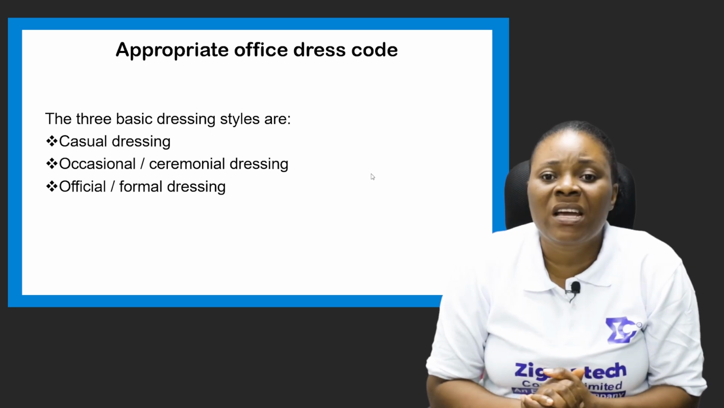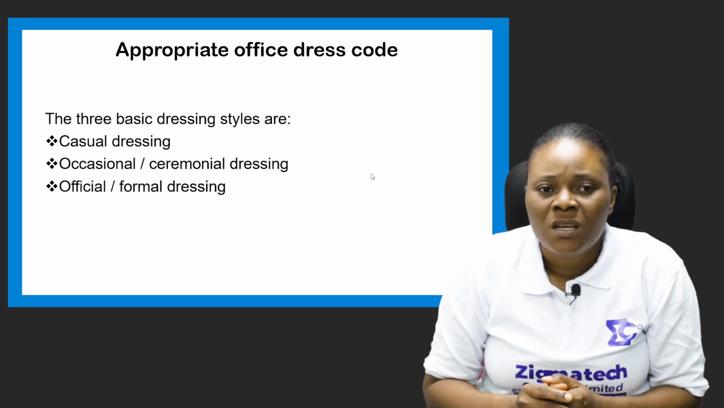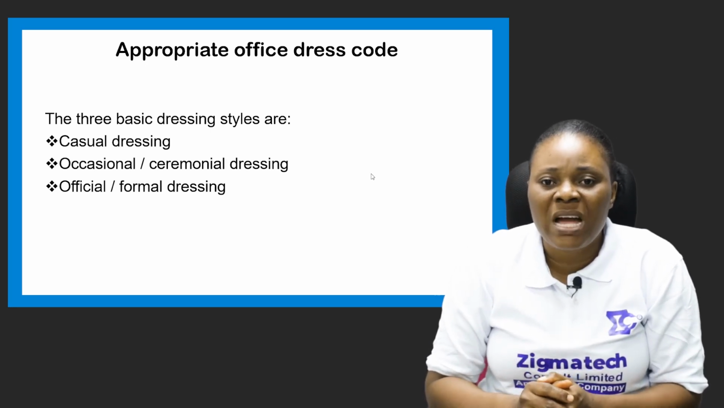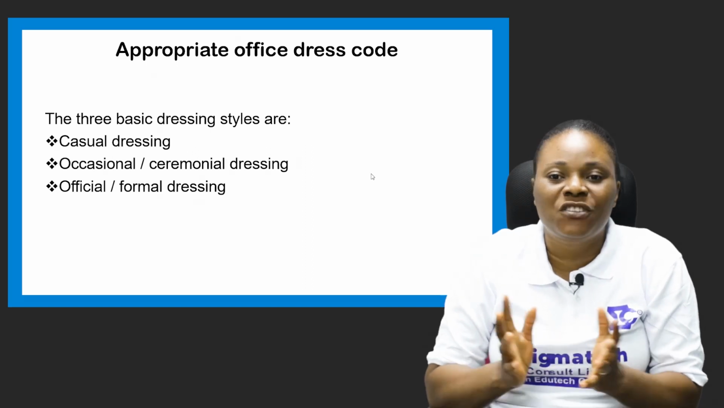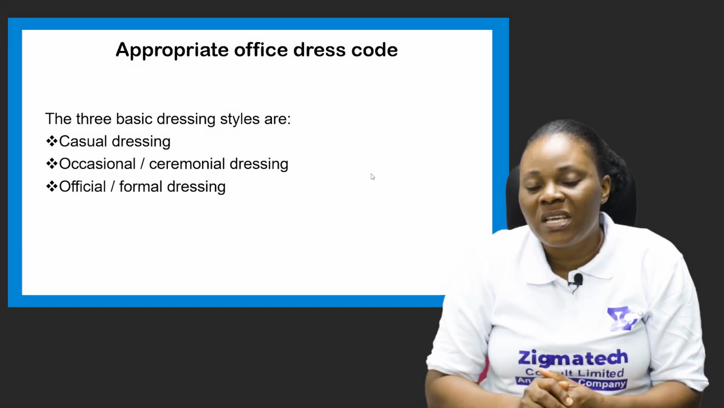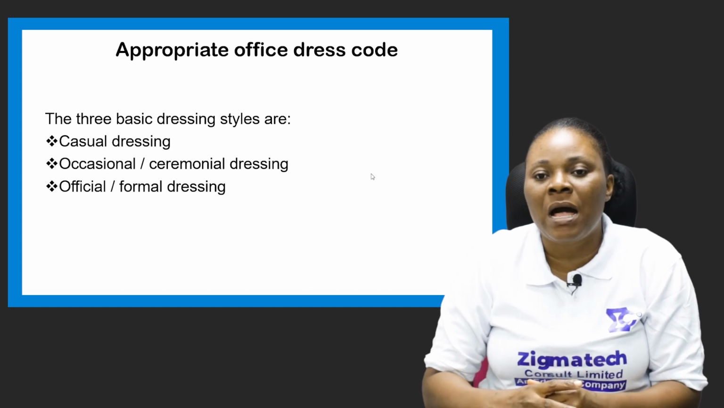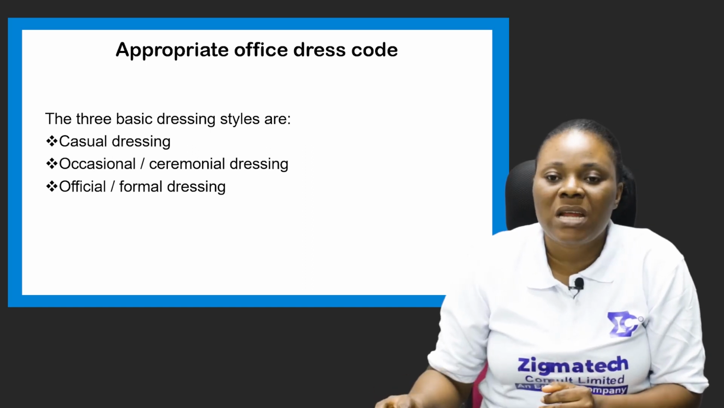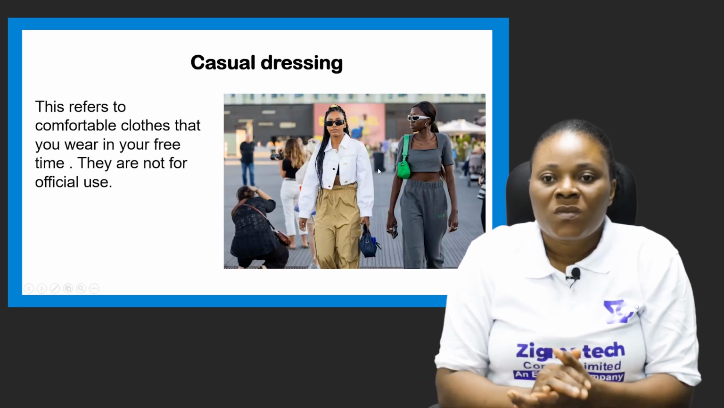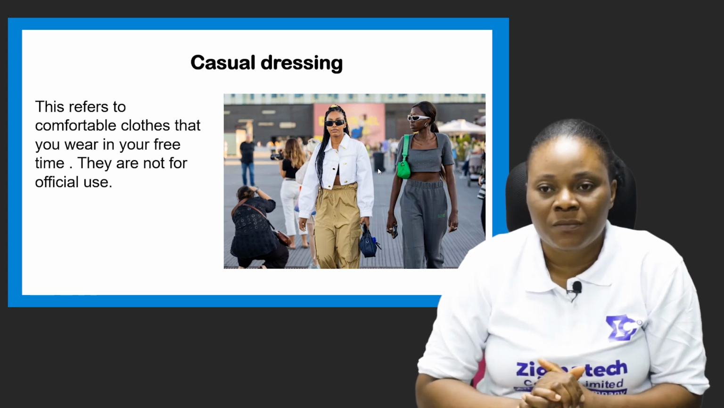The first one, we have the casual dressing. The second type of dressing, we have the occasional or ceremonial dressing. The third one is the official or the formal dressing. Let's take them one after the other. We start with the casual dressing.